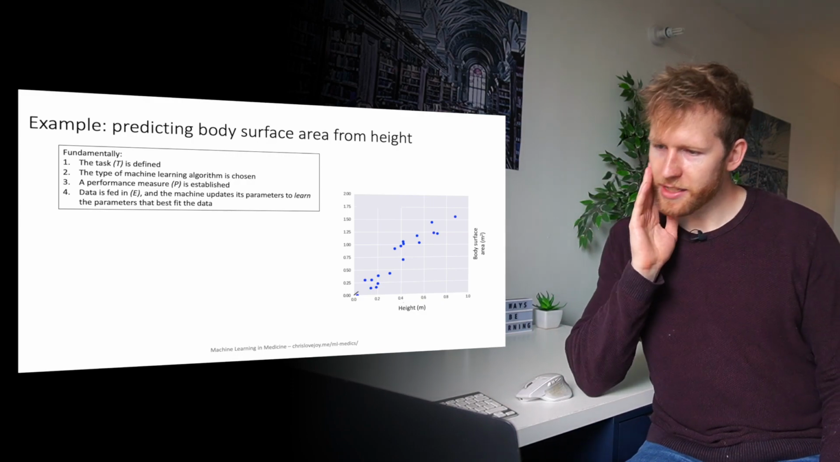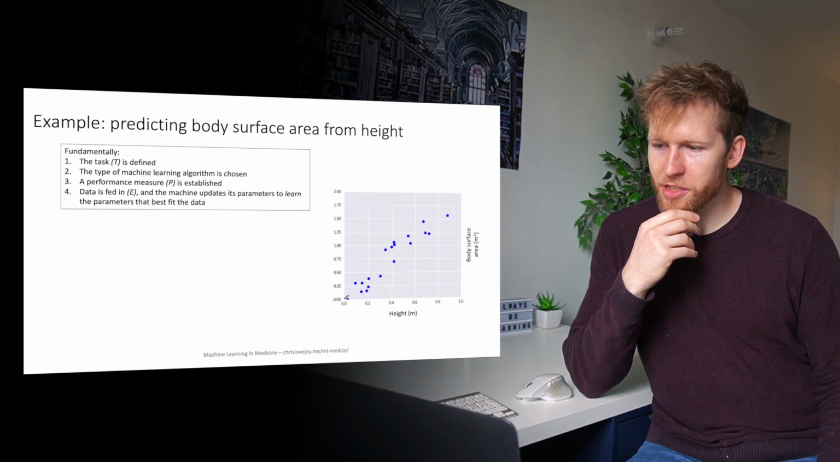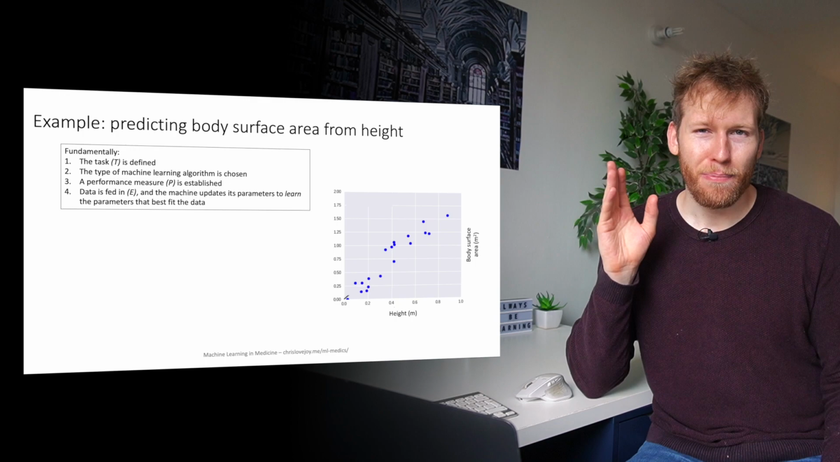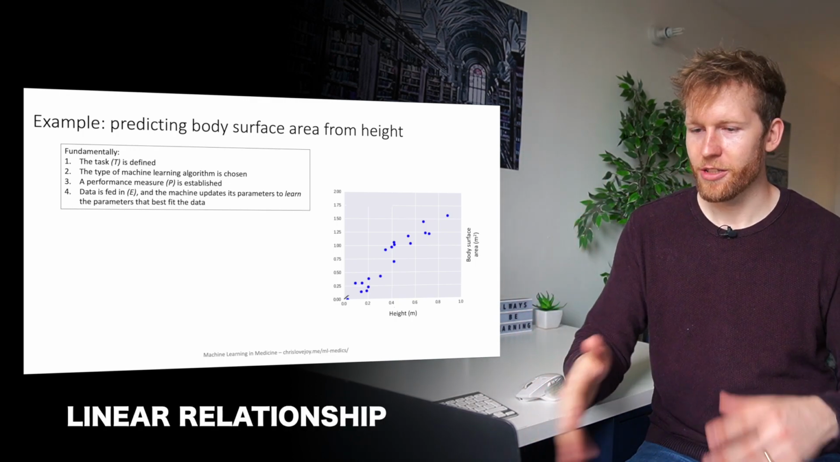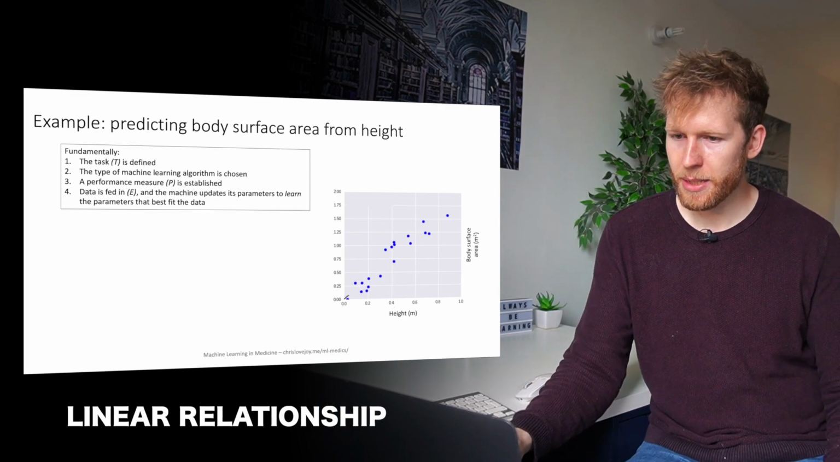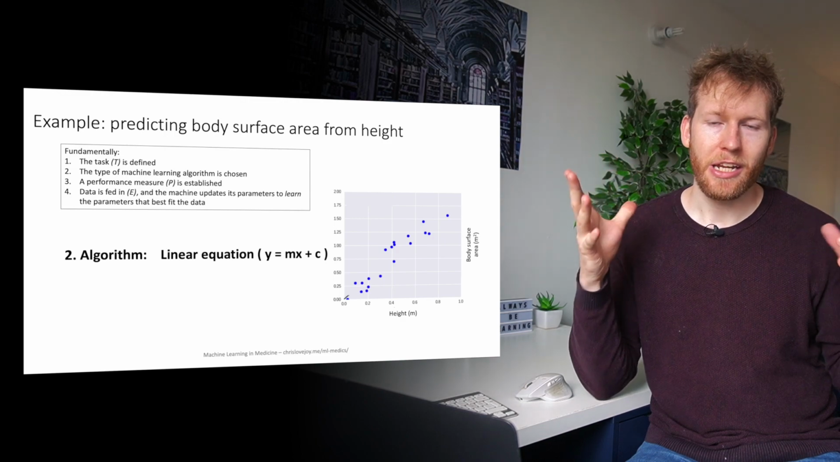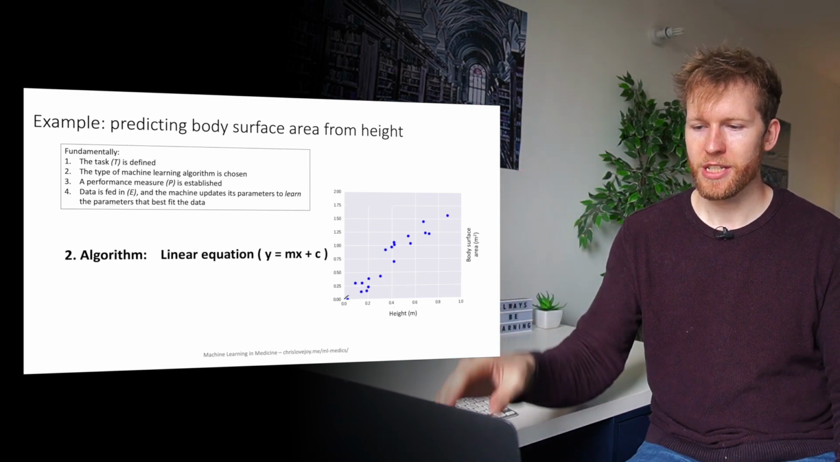So we have, let's say, about 20 or so samples. We have their height and we have their body surface area. If we look at this data, we can see that the relationship is probably what we'd call linear. As one goes up, the other goes up, and it does so in a fashion that could be fitted with a straight line. So the algorithm that we might use, the technical term is linear regression, but essentially this involves finding a best fit line that will fit our data.